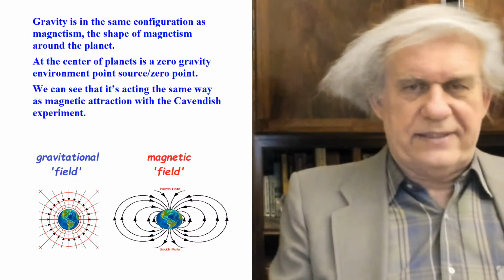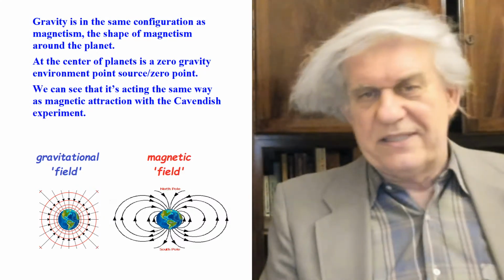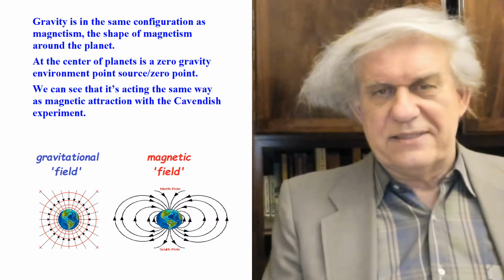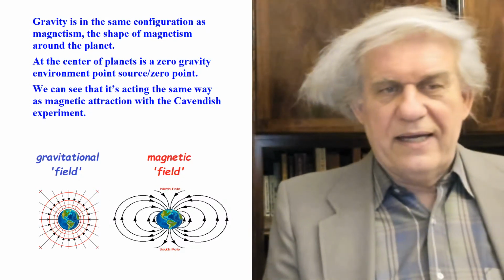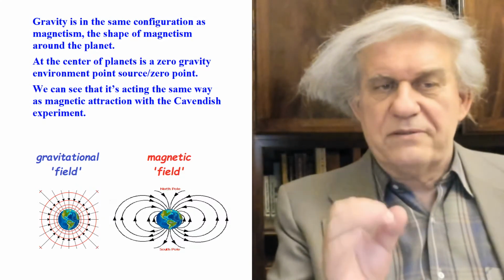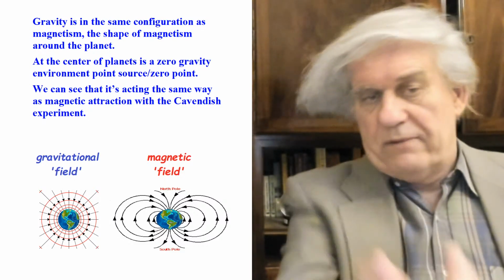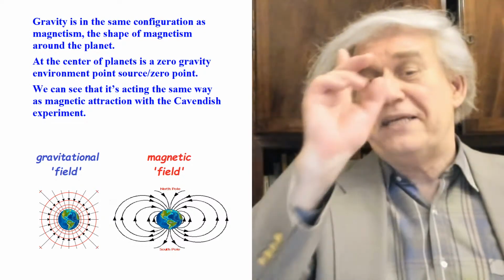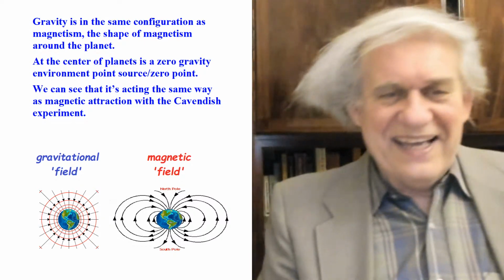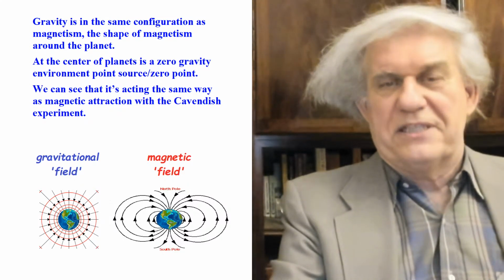Gravity is not magnetism. You got this from the electric universe. They believe in this stuff, that it's electricity or magnetism. These people are insane. There's different shapes. At the center of a planet is zero gravity, a zero point source. Yeah, and that's different than what you have for magnetism. We can see that it's acting the same way as magnetic attraction with a Cavendish experiment.